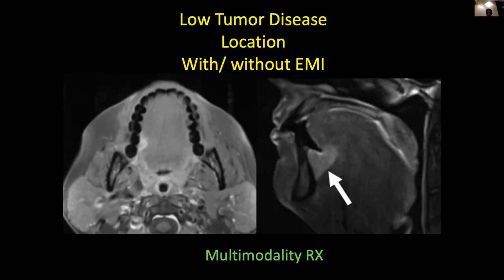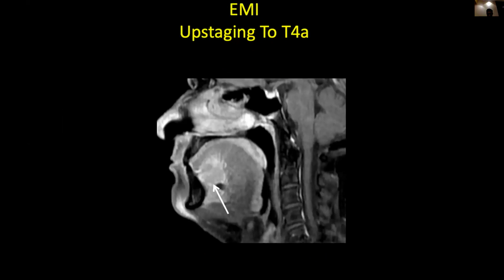So looking at the examples now, you may have a very small volume disease which can be resected with wide local excision. However, this is another example of small volume disease, but it is arising at the genial tubercle and it needs major resection because the origin of the muscles are involved.